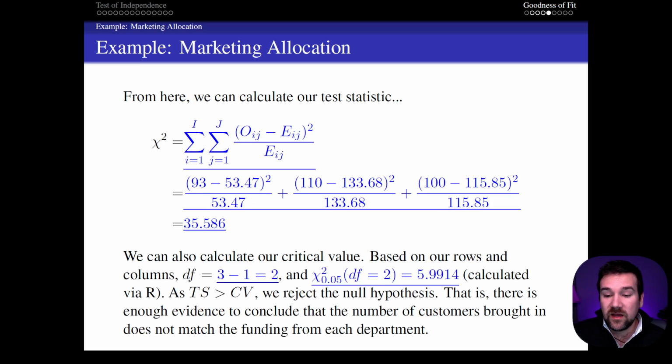35.586. Calculating the critical value based on the rows and columns, for my columns, I have 1 row, I have 3 minus 1 columns, so my degrees of freedom are just 3 minus 1, or 2. I'm doing, it looks like an alpha of 0.05, that's fine. Degrees of freedom of 2, and again, I'm putting the area in the top tail. My cutoff is 5.9914. Because my test statistic is greater than my critical value, we reject the null hypothesis.